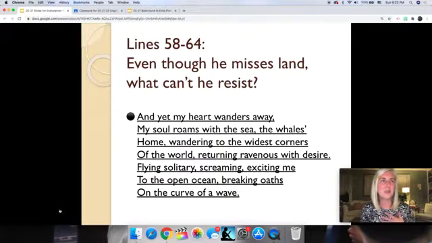His heart and soul calls him out there, even though he can't really explain it. There's some kind of sense of adventure that, again, can't really be rationally understood when you think of how tough it can be when he's out there.